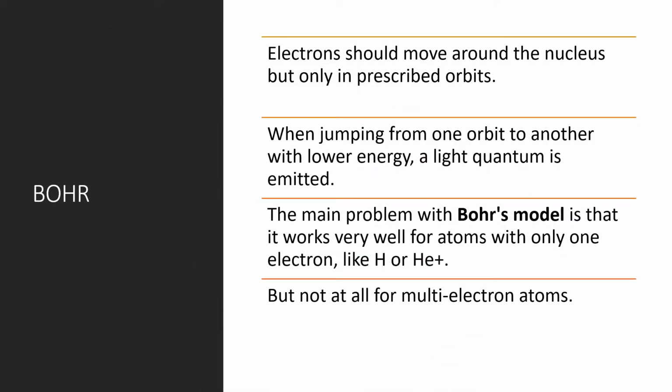Bohr. Electrons move around the nucleus but only in prescribed orbits. When jumping from one orbit to another with lower energy, a light quantum is emitted. The main problem with Bohr's model is that it works very well for atoms with only one electron, like hydrogen and helium, but not at all for multi-electron atoms.